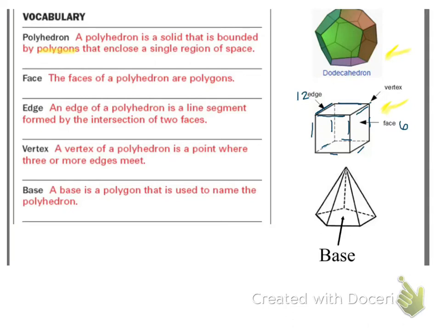A vertex or vertice is at the meeting of 3 faces. So kind of that corner point. So a vertex here, here, here. Which means there are 8 vertices in our cube. And a base, this one right here, is how we name our polyhedron. So our base right here is a 5-sided polygon, so pentagonal or pentagonal pyramid.